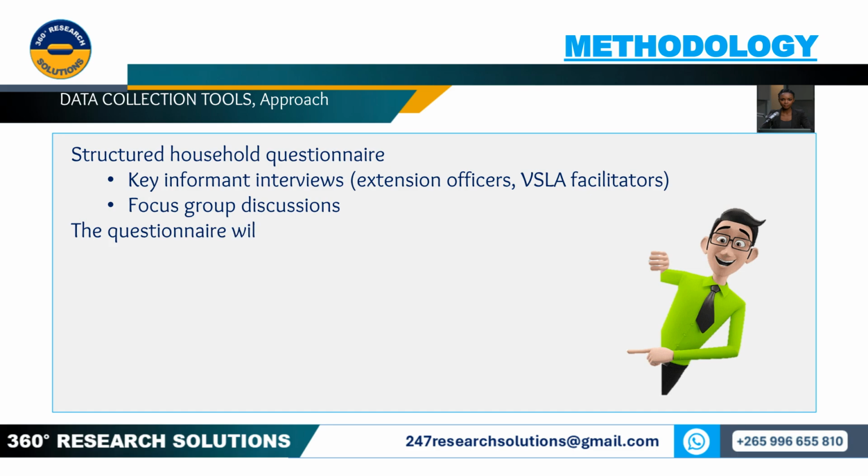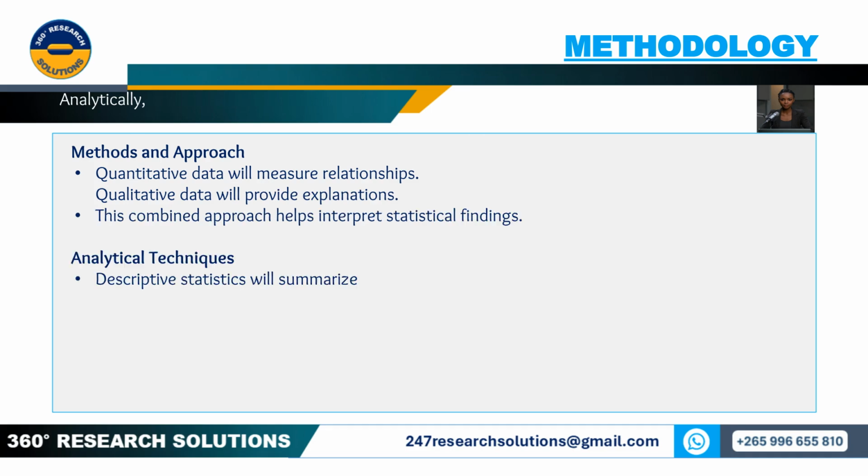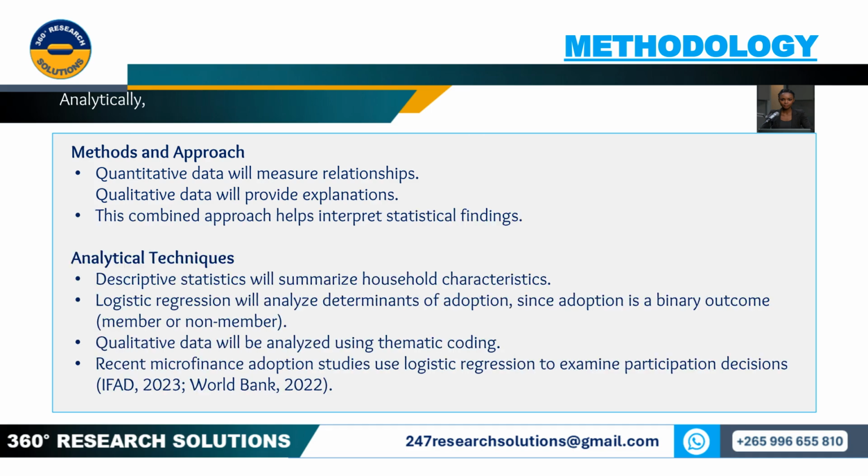Data collection tools include structured household questionnaires, key informant interviews with extension officers and facilitators, and focus group discussions. The questionnaire will measure variables like age, education, household income, and access to services. Analytically, quantitative data will measure relationships, and qualitative data will provide explanations. Descriptive statistics will summarize characteristics. Logistic regression will analyze adoption determinants, and thematic coding will be used for qualitative data analysis.